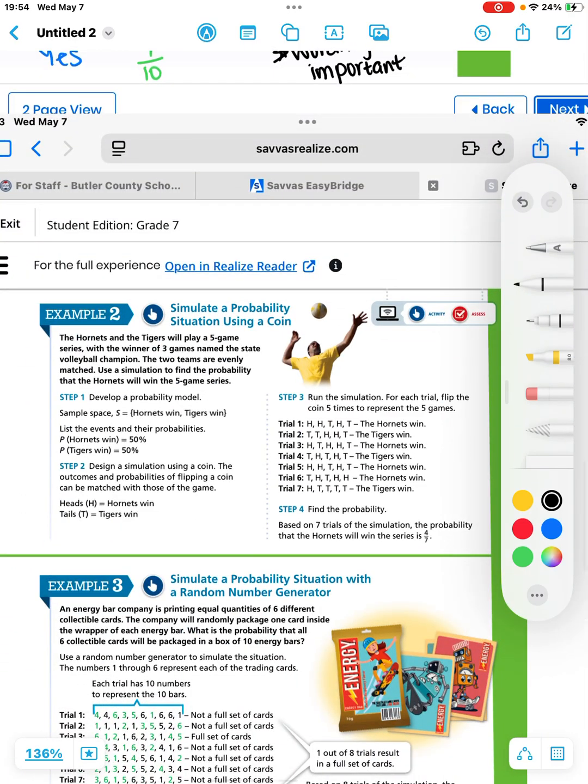All right, which brings us to example number 2. Now, example number 2, there is no try it involved, so we're just going to look at it together. This one is stating that the Hornets and the Tigers will play a 5-game series, with the winner of the 3 games named the state volleyball champion. The 2 teams are evenly matched. Use a simulation to find the probability that the Hornets will win the 5-game series.